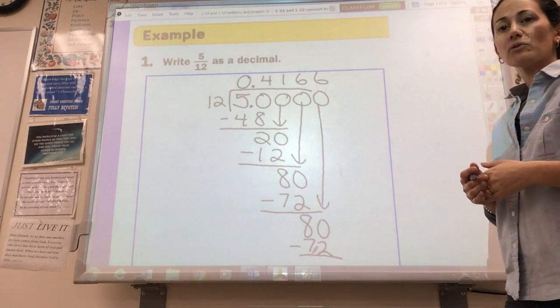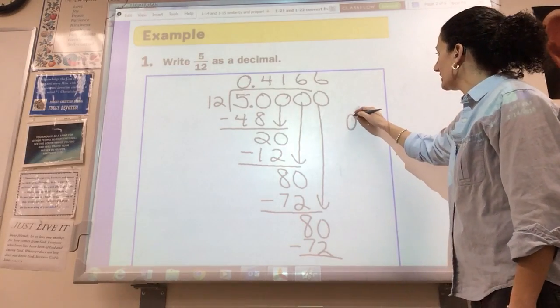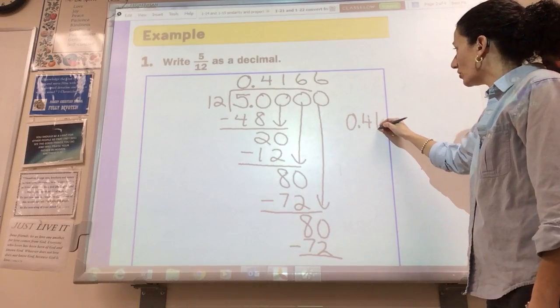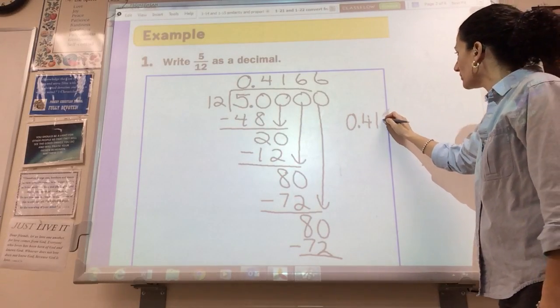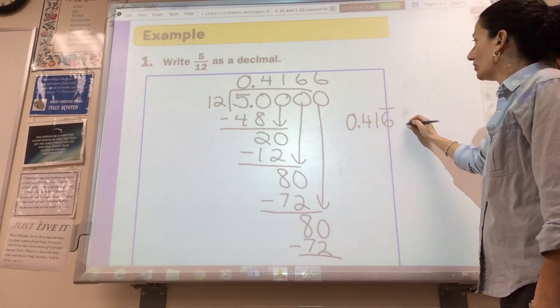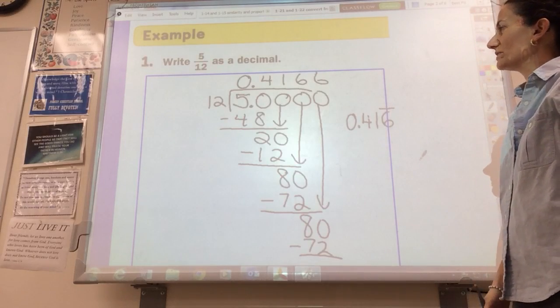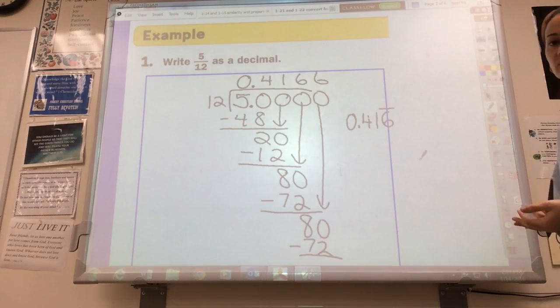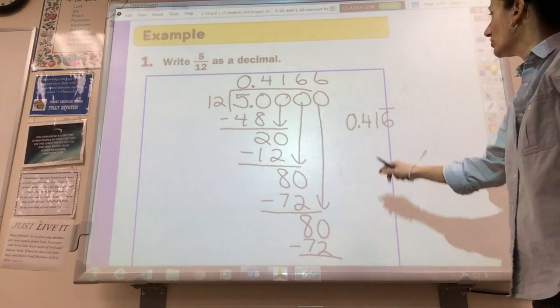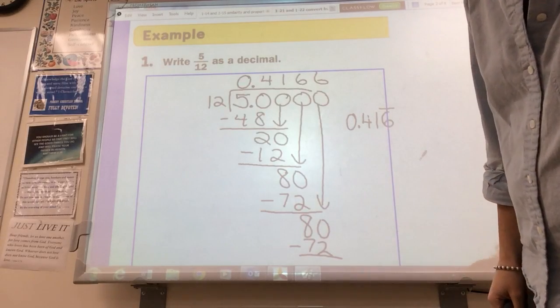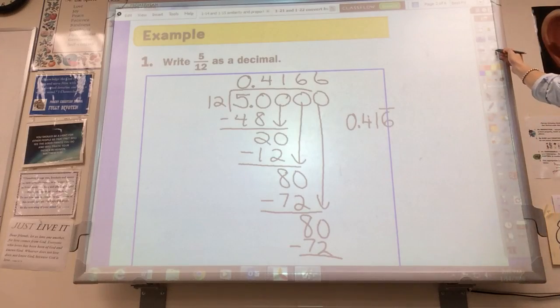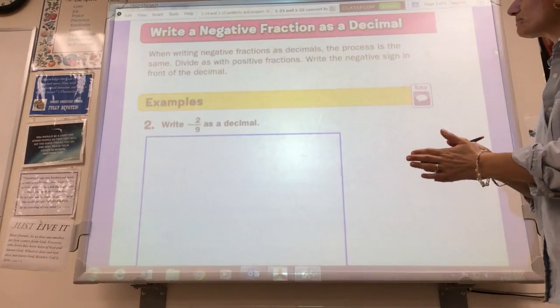So at this point, I'm going to stop. I'm going to write all the numbers that don't repeat, and when I get to the number that does repeat, I'm going to put a bar over it. So 5/12 as a decimal is 0.416 repetitive. This 6 is repeating. Make sure you're taking some notes.